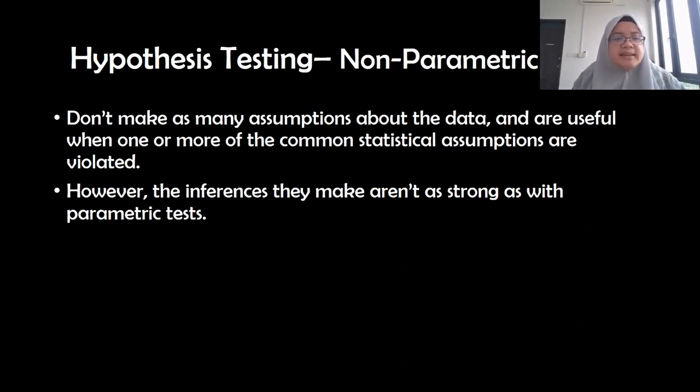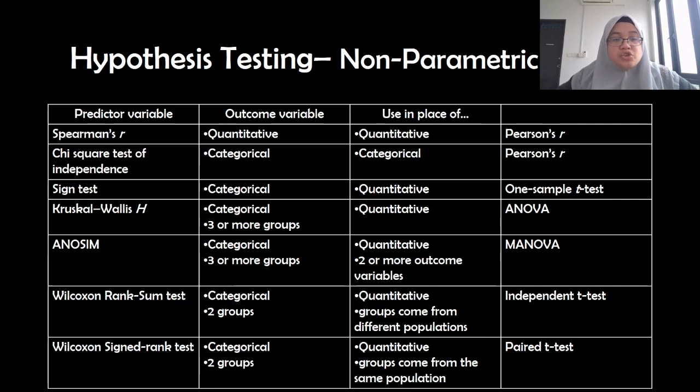Okay, next is non-parametric testing. Basically this testing does not make as many assumptions about the data, and it is useful when one or more of the common statistical assumptions are violated. As I mentioned before, there are three assumptions. If any of the three is violated, we need to use non-parametric testing. However, the inferences they make are not as strong as parametric tests. So these are the types of non-parametric testing. Basically, they are Spearman's r, chi-square, and so on. It actually depends on our predictor variable and our outcome variable.